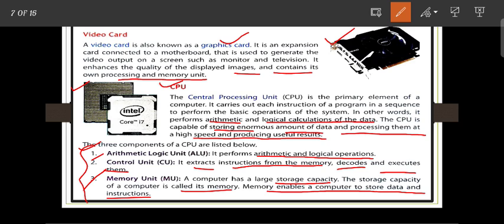So mainly the arithmetical logical unit performs all the calculation in the CPU. Next is the control unit. The control unit controls the flow of the instruction of a computer. And the memory unit stores the data, in simple words.